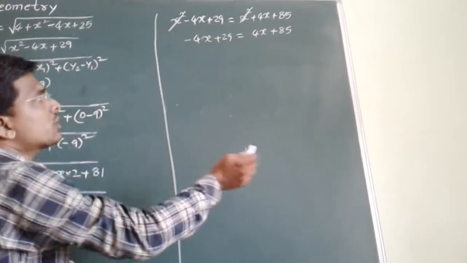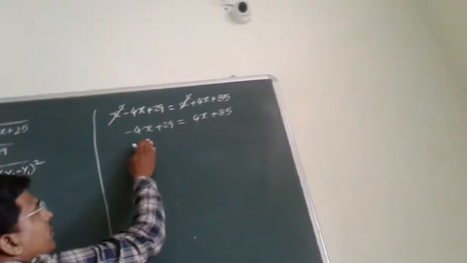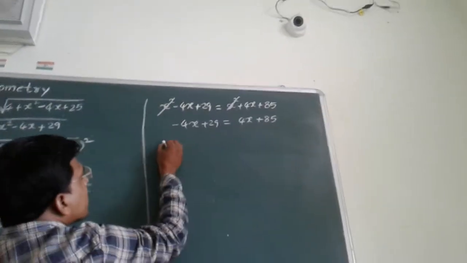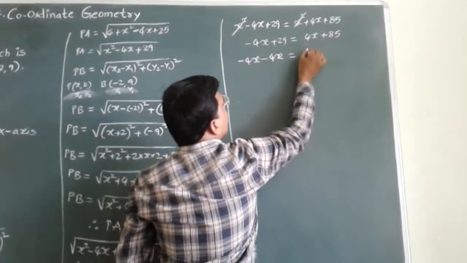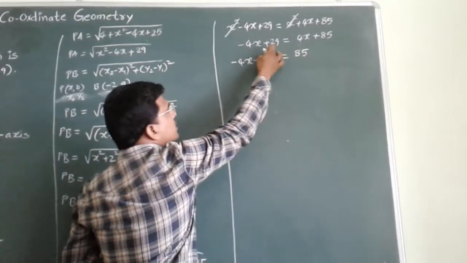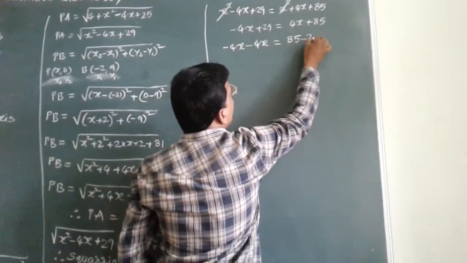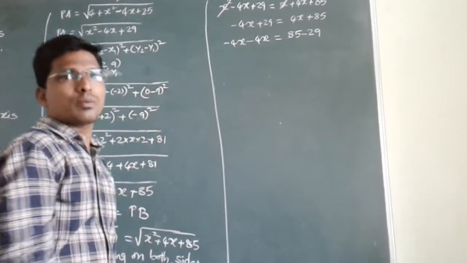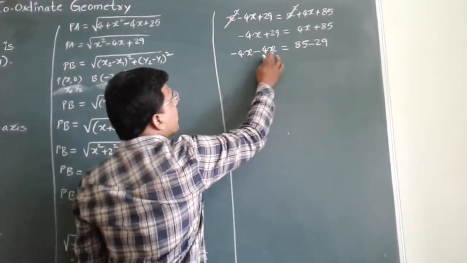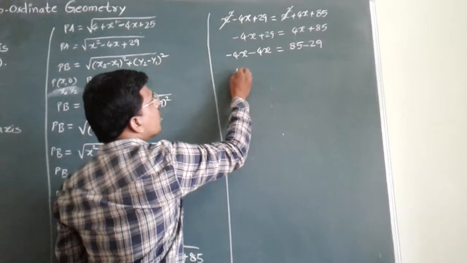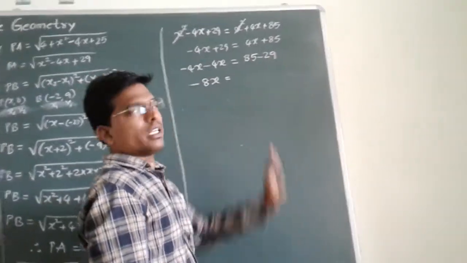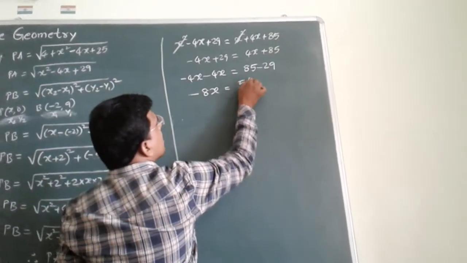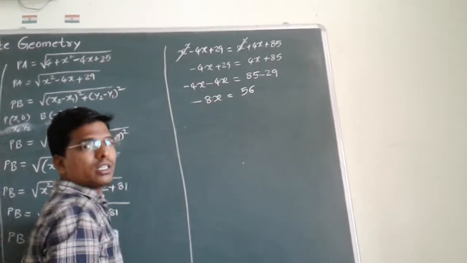So according to the transpose condition, take the x terms to one side and the constant terms to the other side. So minus 4x. I am bringing this 4x to the left hand side, so you will get a minus sign. Okay. 85 is on the right hand side. I am taking this plus 29 to the right hand side, so you will get minus 29 according to the transpose condition. So minus 4x, both are negative, so we can add them. Minus 8x equals 85 minus 29. How much? 56.